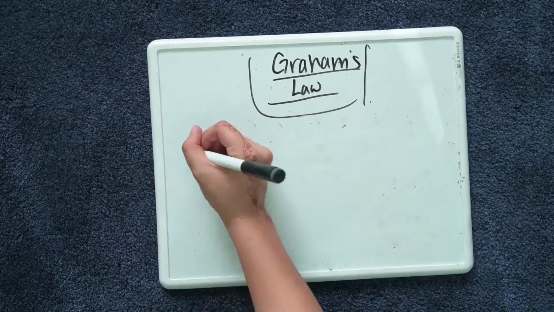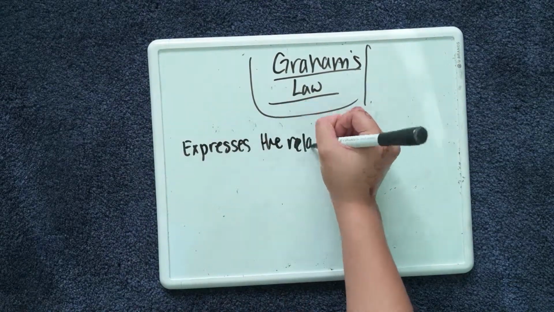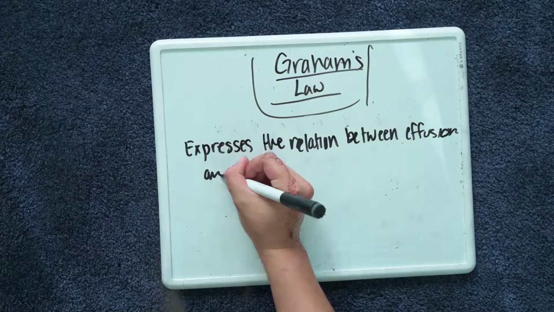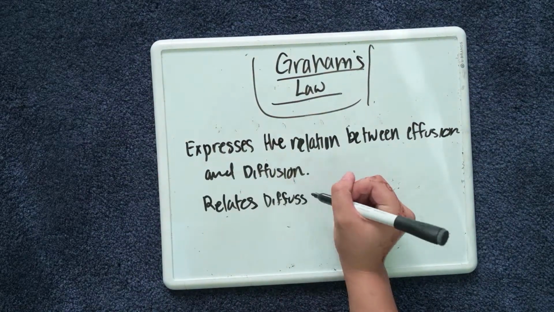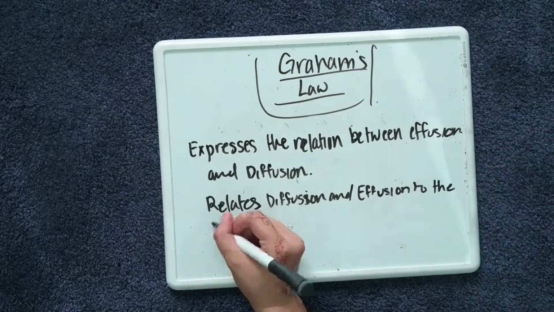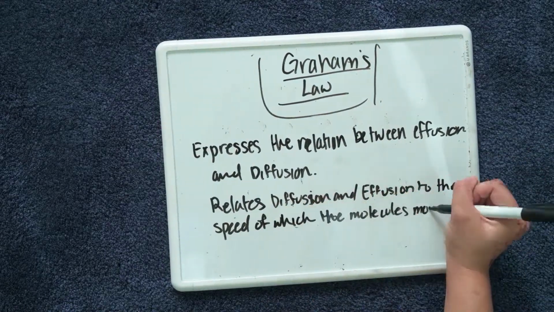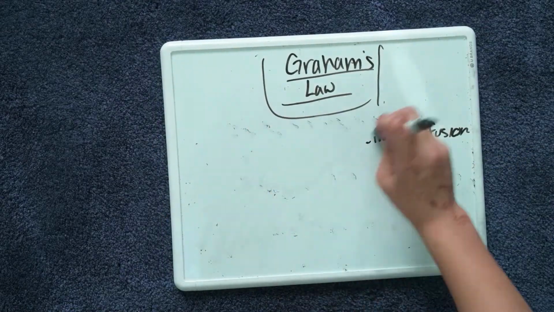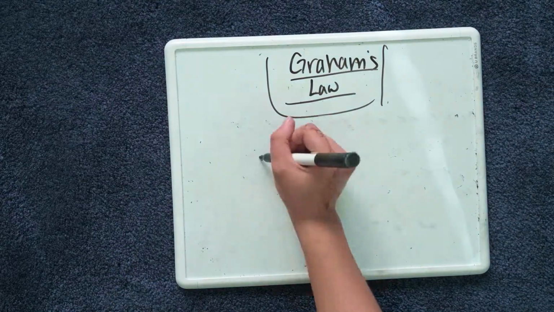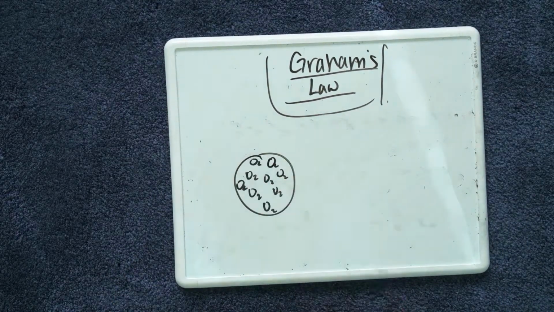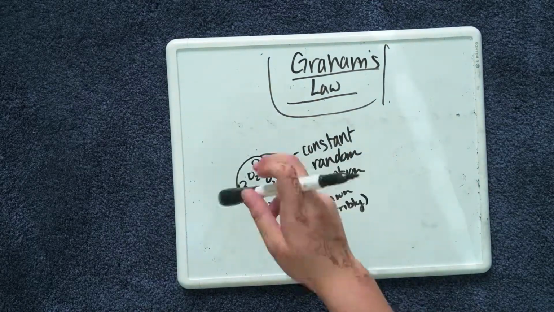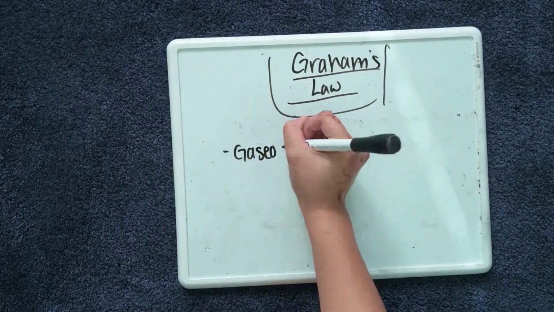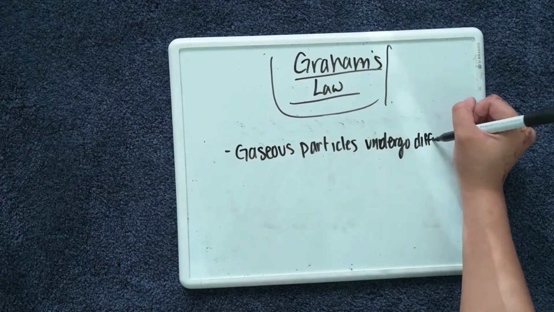Now, Graham's law expresses the relationship between effusion and diffusion. The law directly relates the diffusion and effusion of molecules to the speed at which the molecules move. Density affects the speed at which molecules move. Gaseous particles are in constant random motion. Gaseous particles tend to undergo diffusion because they have kinetic energy. Diffusion is faster at higher temperatures because the gas molecules have greater kinetic energy. Effusion refers to the movement of gas particles through a small hole.